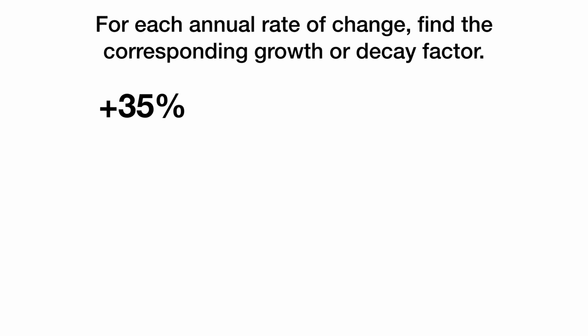All right. For each annual rate of change, find the corresponding growth or decay factor. So since this is an increase, we do 1 plus 0.35 or 1.35. Let's try this one. So since this one is a decrease, we do 1 minus 0.47 or 0.53.